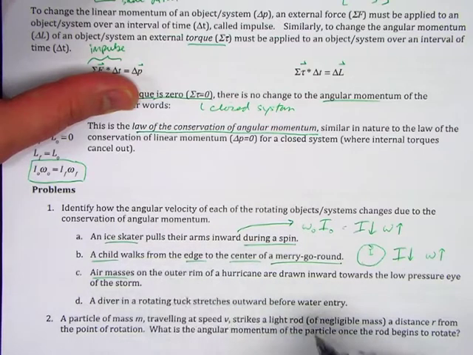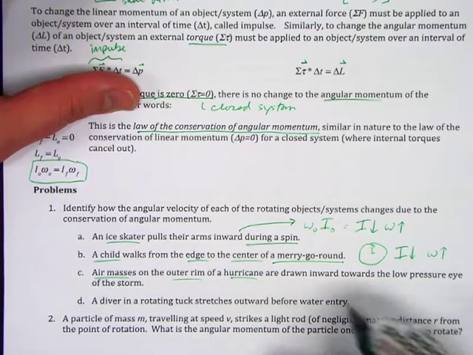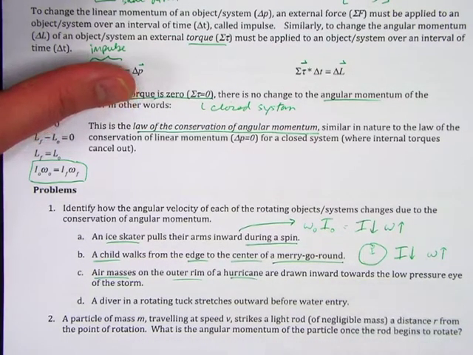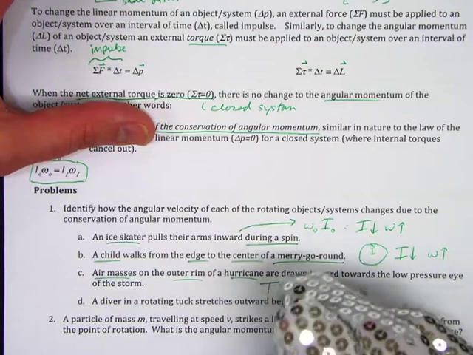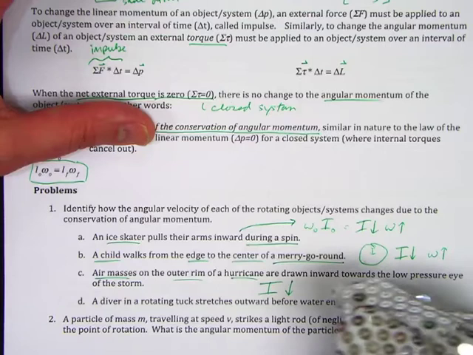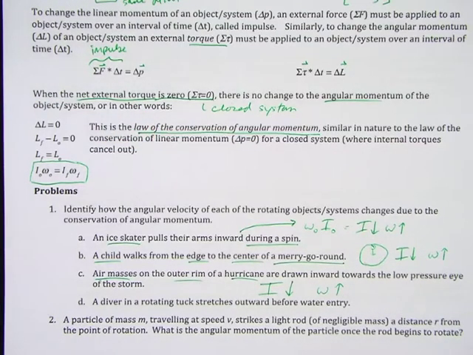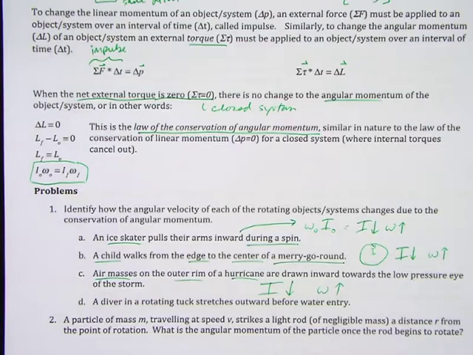What about an air mass that's on the outer rim of a hurricane, and that air mass is drawn inwards towards the low pressure eye of the storm? So in this case, we have mass drawn inward, distribution of mass decreases, moment of inertia decreases, and therefore the rate of rotation of the storm increases. So as a hurricane sucks more and more mass inward, you see an increase in the wind speeds due to this conservation of angular momentum.